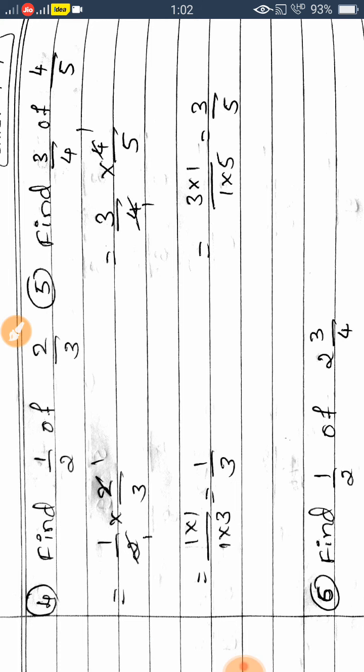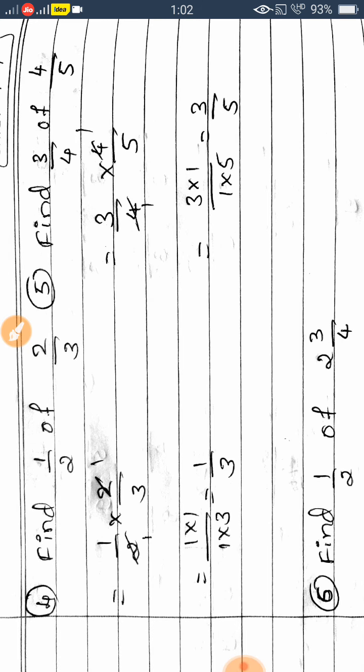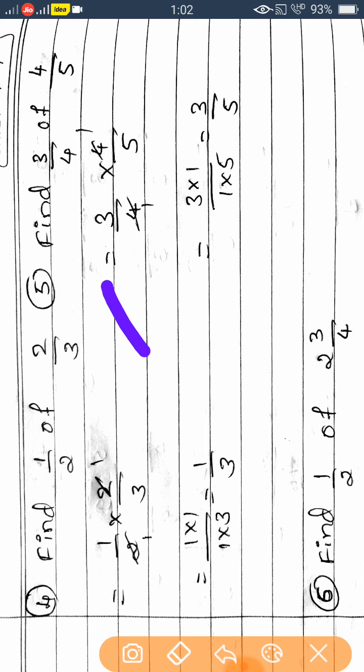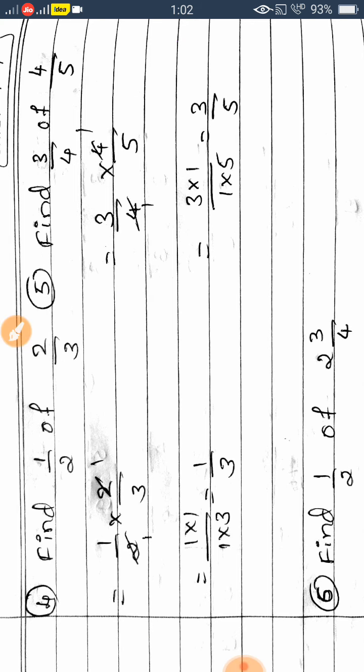So again in the fifth question, find 3 by 4 of 4 by 5. Here also 3 by 4 into 4 by 5. The 4s get cancelled. 3 ones are 3. 3 by 5 it is.